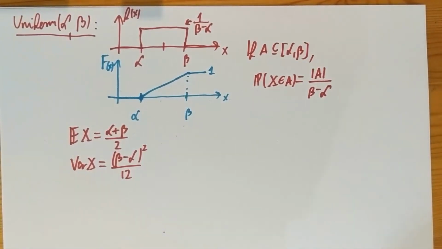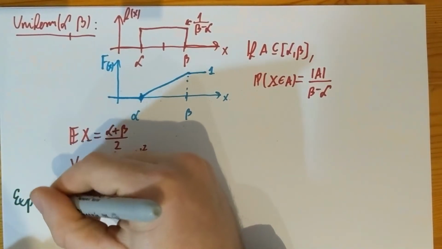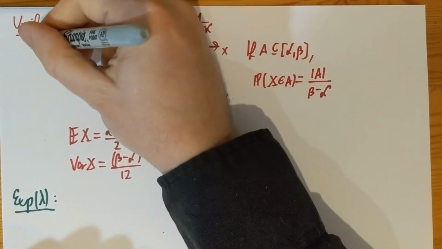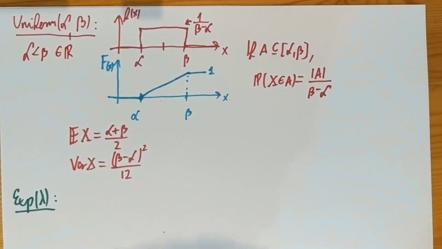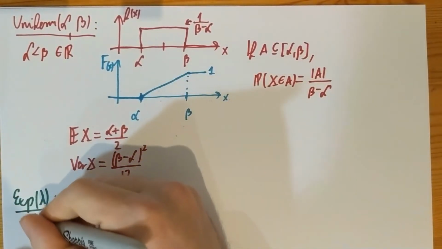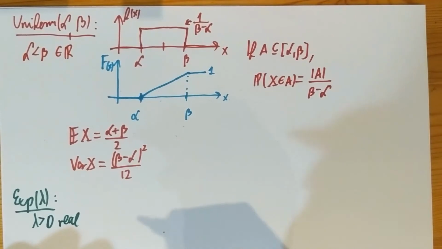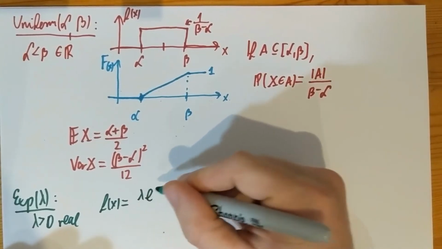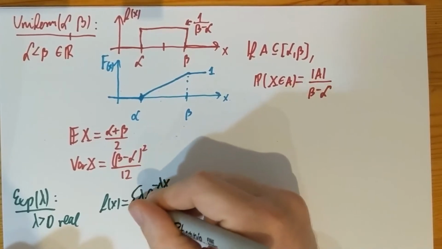Okay, so this was the uniform random variable. The next one I want to show you is the exponential of parameter lambda. I forgot to tell you, but I think it's clear from this picture that alpha and beta are two real numbers, alpha smaller than beta. Okay, so exponential lambda. Lambda is a positive real number. The density of this is lambda e to the minus lambda x when x is positive and 0 when x is negative.